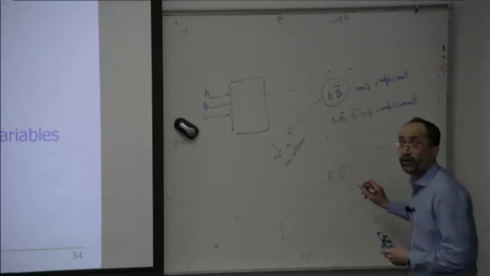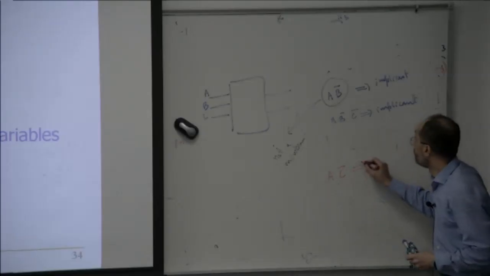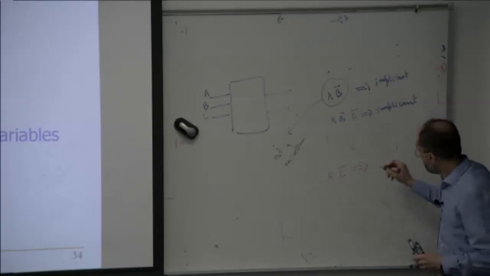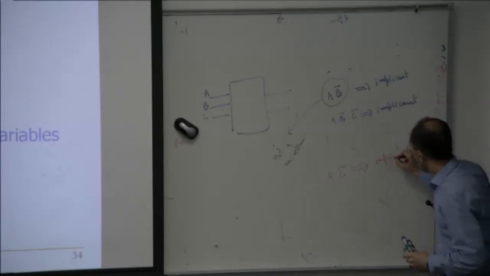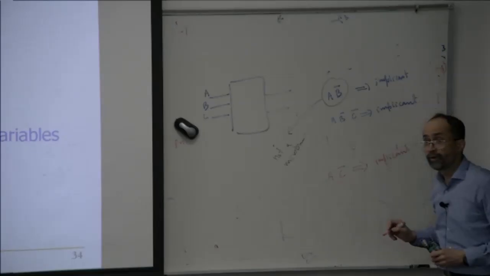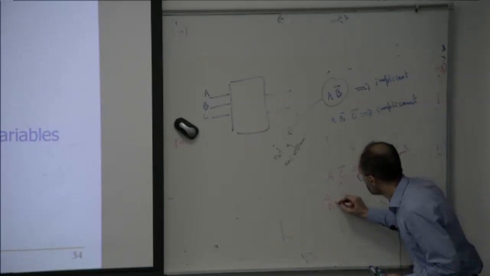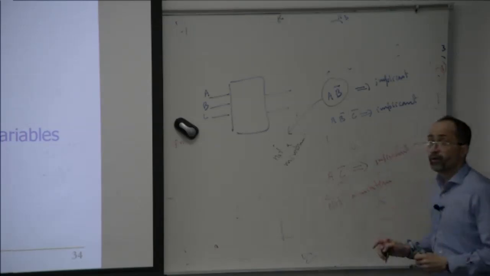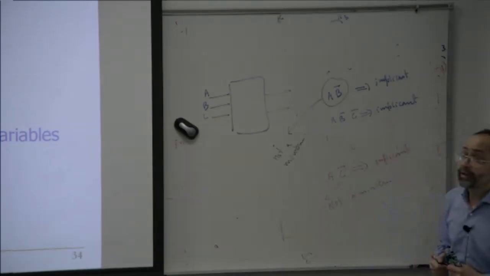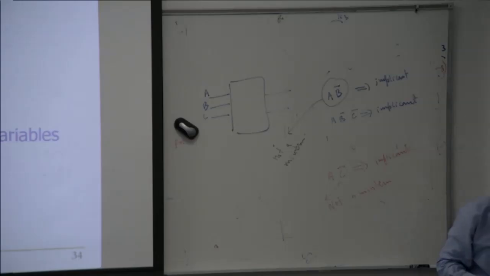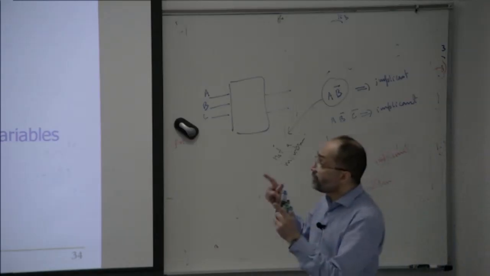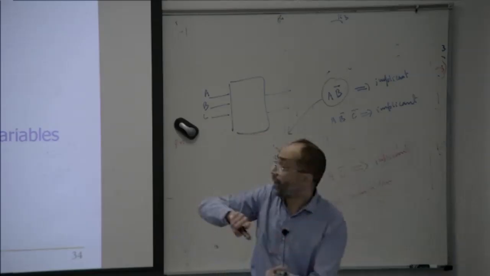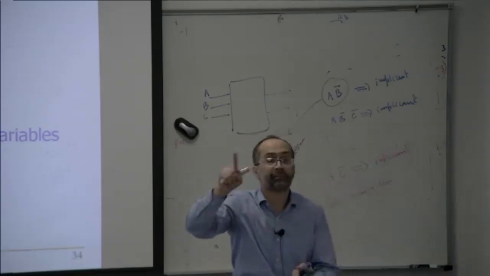Again, if we say A C bar, what is A C bar? An implicant. Is it a min term? It's not a min term. Why is it not a min term? Because B is not included. Every min term is an implicant, but not every implicant is a min term.